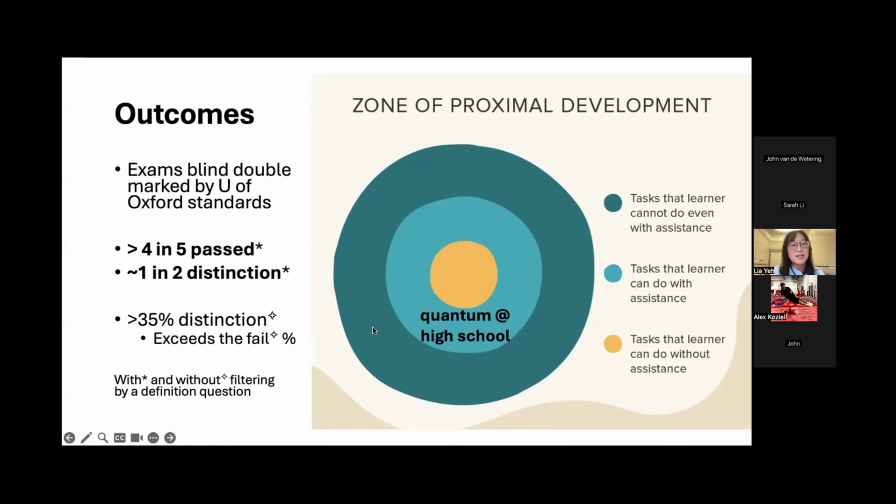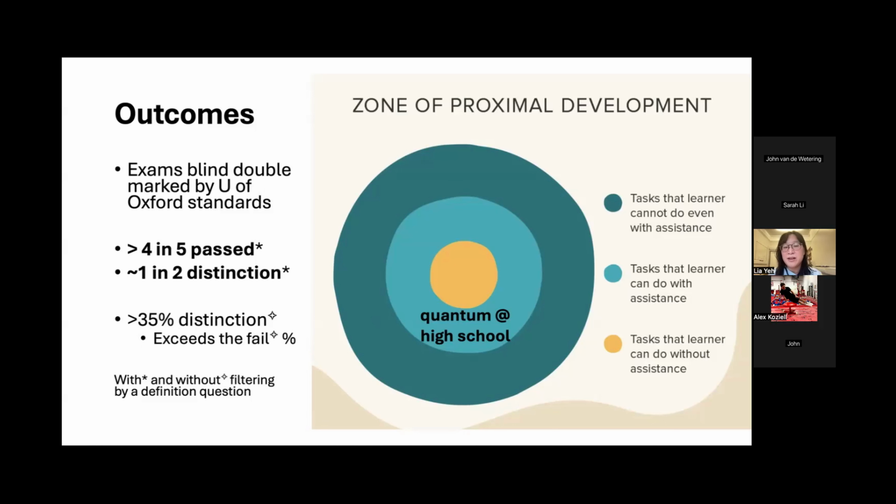So even considering this canary question, even considering those who did not pass the canary question, we have over 35% distinctions. And this distinction percent still exceeds the fail percent. So that's still very good performance.